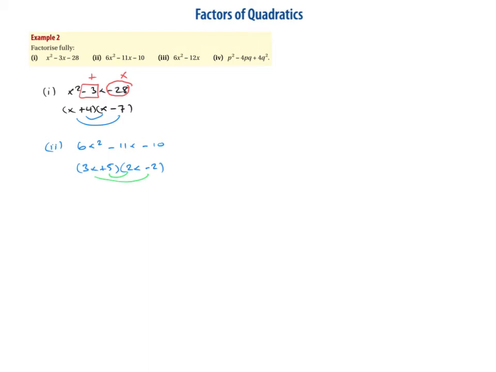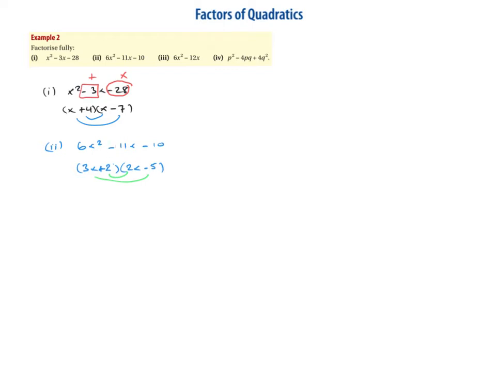So I'm just going to rub that out. Okay, I'm going to try again. This time I'm going to try with minus 5 over here, and plus 2 over here. So 3x plus 2, 2x minus 5. Let's just check this one. So that's minus 15x plus 4x, and that will give me my minus 11x.